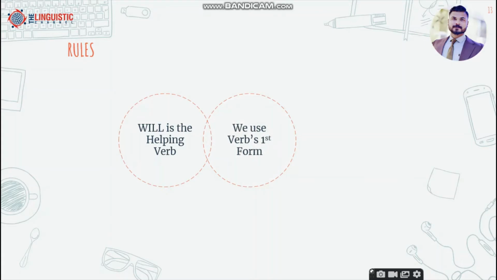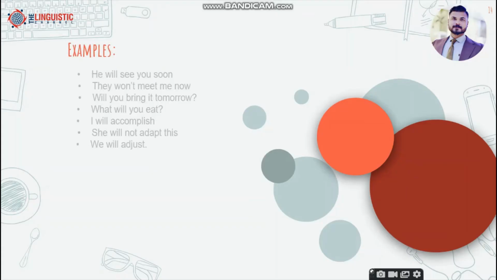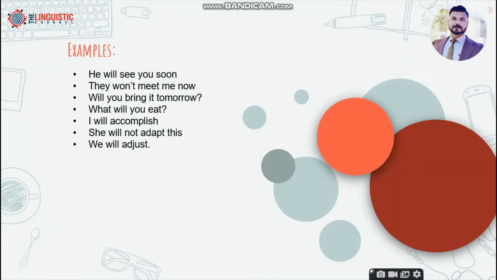Verbs first form. It will always have verbs first form. And that is it. बस इतना ही. Will helping verb है. Verb की first form आएगी और sentence पूरा. Let's get some examples. Like you see, he will see you soon. वो तुमसे जल्द ही मिलेगा. They won't meet now. वो मुझसे अभी नहीं मिलेंगे. ठीक है? Won't is the short form of will not. Will you bring it tomorrow? You see, यही rule हम use कर रहे हैं negative और interrogative में. जब हम not लगाएंगे तो the sentence will be negative और जब हमें interrogative बनाना होगा तो हम helping verb पहले ले जाएंगे.